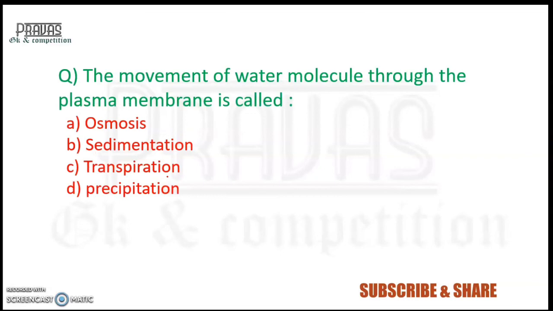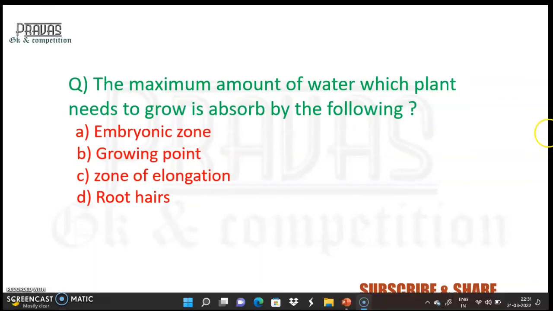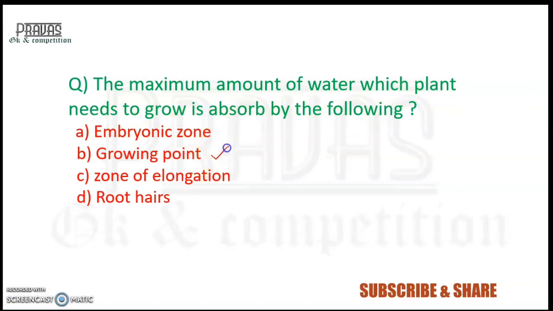The movement of water molecule through the plasma membrane is called. Options are osmosis, sedimentation, transpiration, precipitation. And the answer is osmosis. The next question is, the maximum amount of water which plant needs to grow is absorbed by which of the following? And the options are embryonic zone, growing point, zone of elongation, root hair. And the answer is root hair. So the maximum amount of water is absorbed by the root hairs.